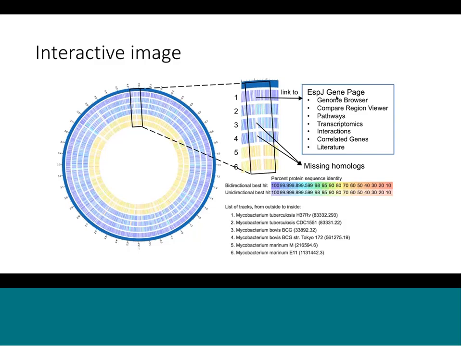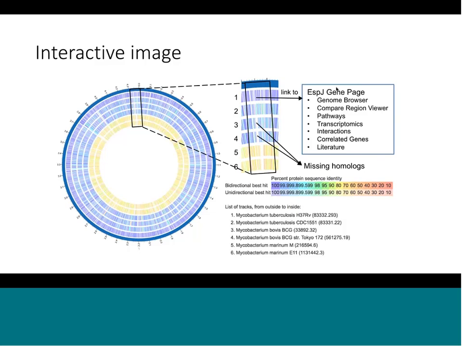So if you were to click on that, it would take you to the gene landing page where you could see the genome browser. You could see the gene neighborhood. That's the compare region viewer for that gene. It would tell you if it was involved in any pathways, if we had any expression data associated with it, if we knew of any protein-protein interactions, any correlated genes. We also calculate, for a certain number of genomes, patterns of up or down expression, and also literature.